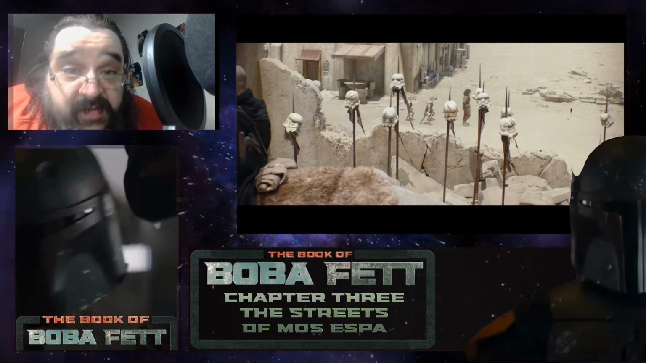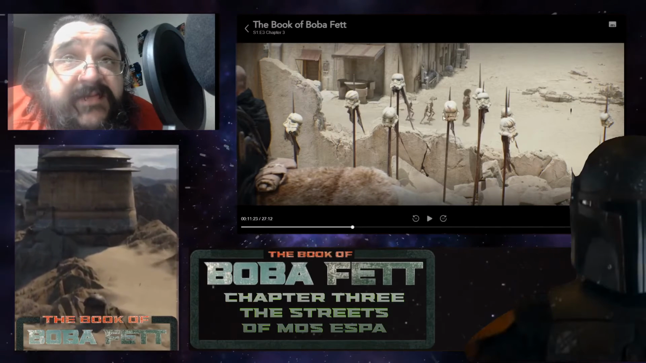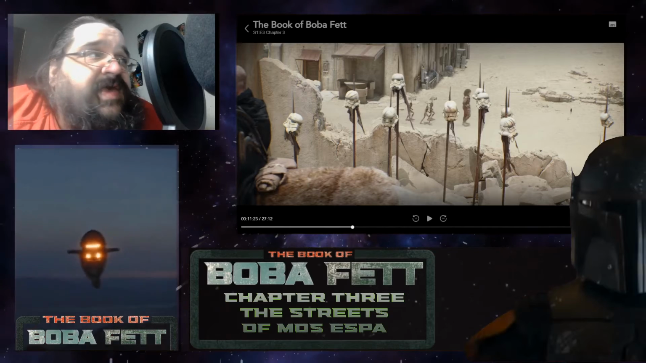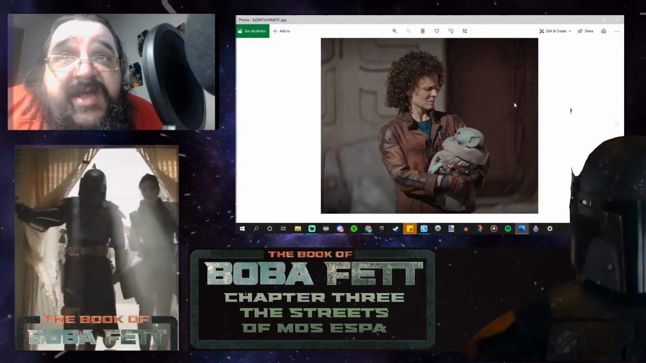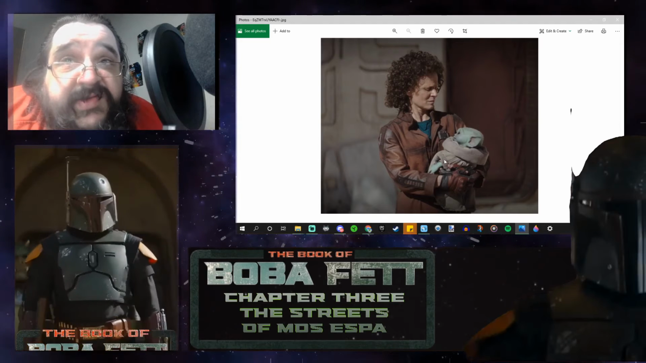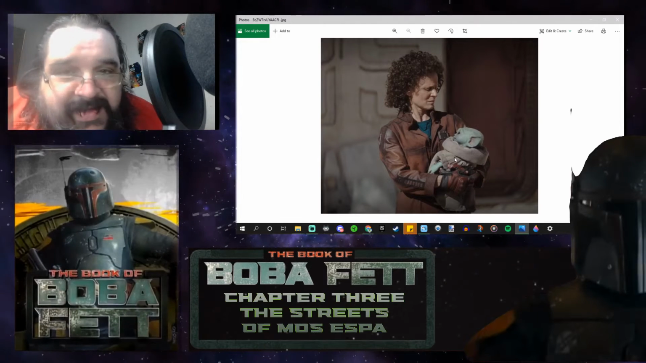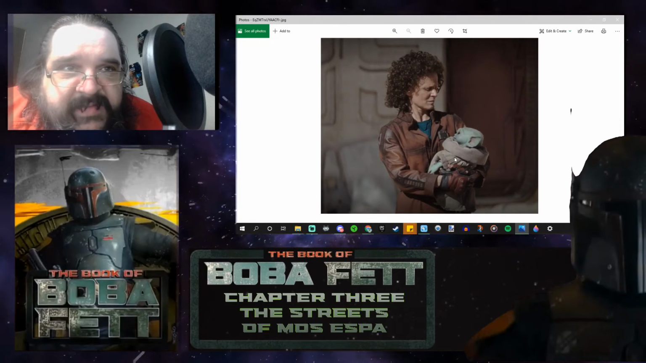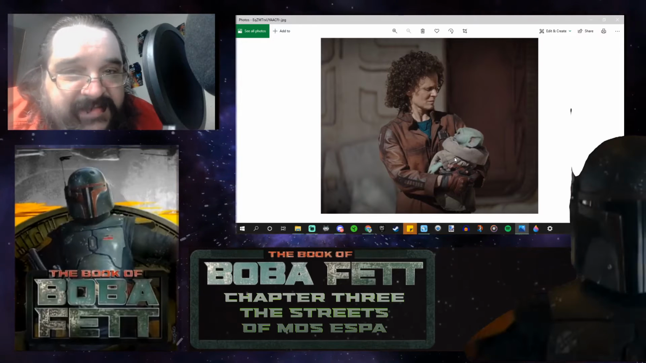Boy, things have crossed paths. Peli Motto is right here. If you don't remember who Peli Motto is, she's here with her pit droids. And if you remember, she was the one that fixed Mando's Razor Crest and also watched over Grogu, if you remember her from Mandalorian. So, nice little callback that she crossed paths kind of with Boba Fett without even knowing she crossed paths with Boba Fett. But nice little callback to the Mandalorian.